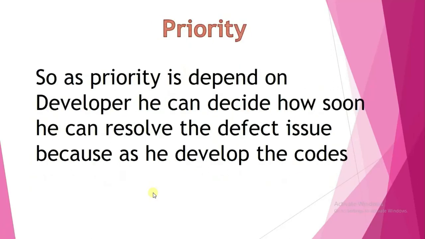Next goes priority. The priority is actually decided by the developer, because he is the person who wrote the code. Priority depends on the developer, who can decide how soon he can resolve the defect, because he developed the code. After the tester informs the developer how much severity the defect has, the developer has to inform the tester, and maintain the status, of how soon he can resolve the defect. So priority depends on the developer. These are severity and priority.